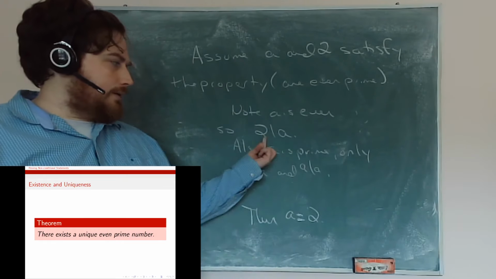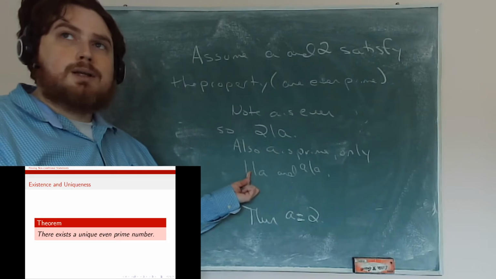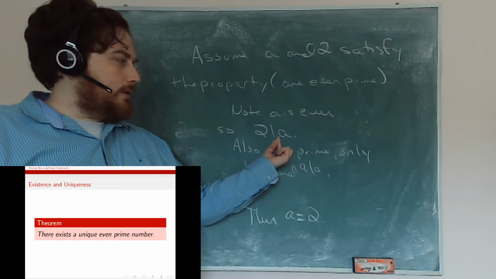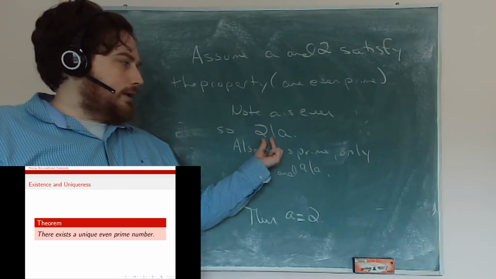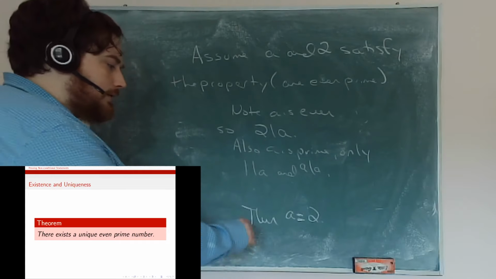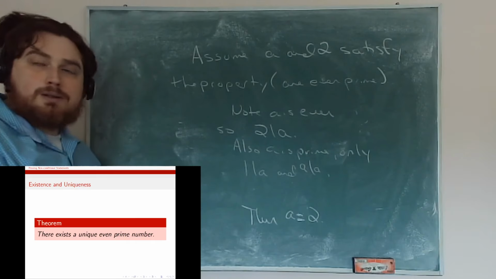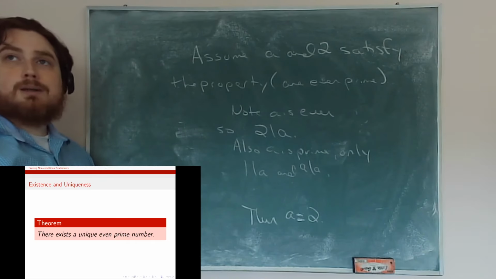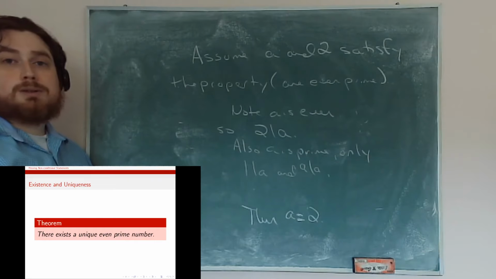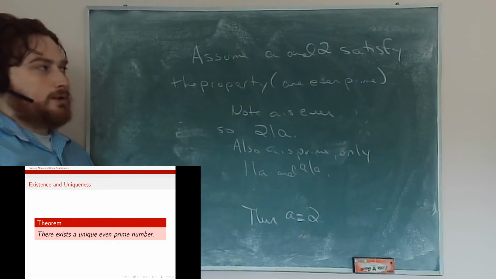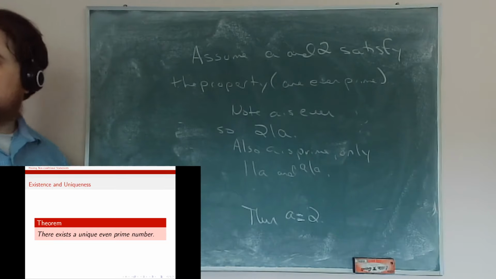Notice, however, that 2 is not equal to 1. And since the only divisors are 1 and itself, what does that mean? Well, we found a divisor which was not equal to 1. Hence, A has to be equal to 2. So if we have any other even prime, well, because it's even, it's divisible by 2, but because it's prime, it's only divisible by 1 and itself. Therefore, the number has to be equal to 2. So 2 is indeed the only even prime. Does that make sense?